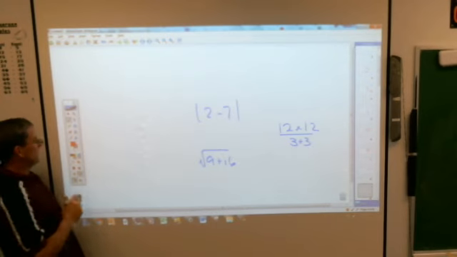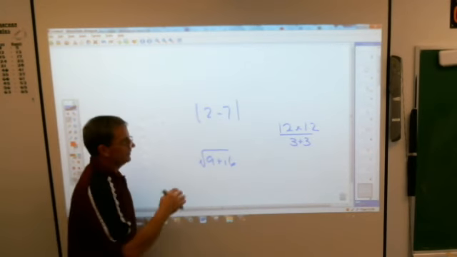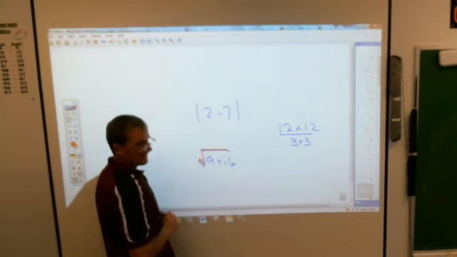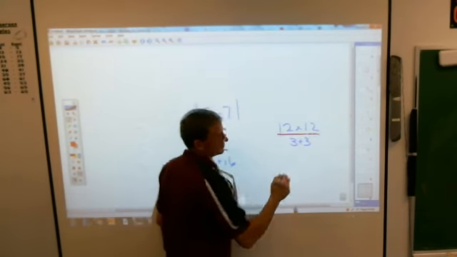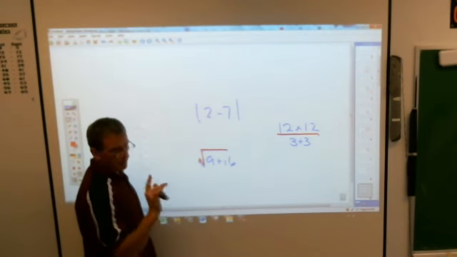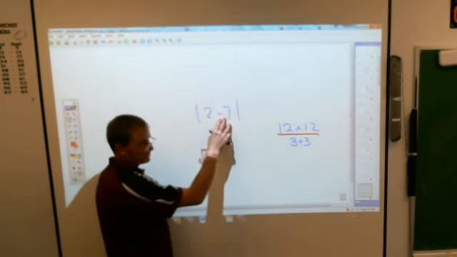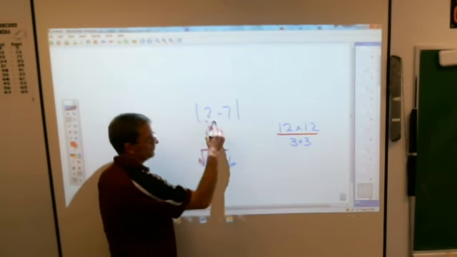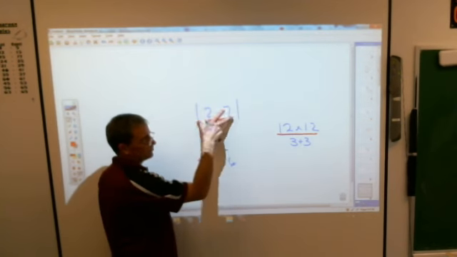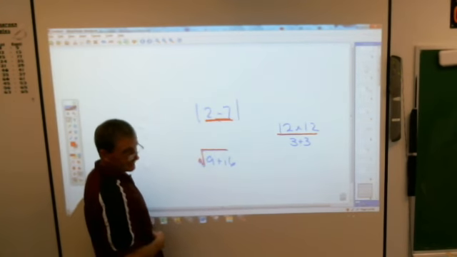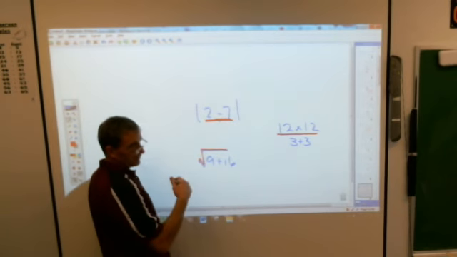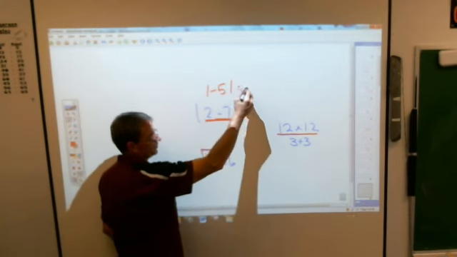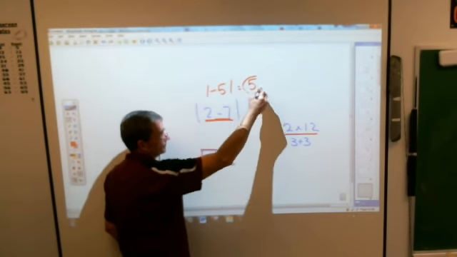Some things we don't see but are actually grouping symbols. Absolute value signs are grouping symbols. Square root signs are grouping symbols, and fraction lines are grouping symbols. And that means this. This is what you don't do. You don't make this positive 7 and say 7 plus 2 is 9. You have to simplify inside of this first before you do the absolute value sign. What is 2 minus 7? Negative 5. And then once you simplify that, then you take its absolute value, which is positive 5.